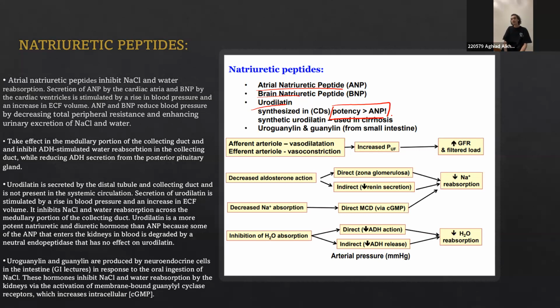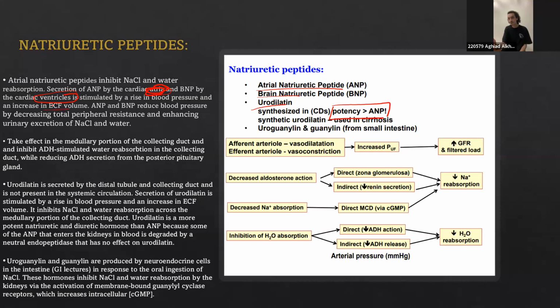So secretion of ANP by the cardiac atria, atrial natriuretic peptide, and then brain natriuretic peptide is released also by the ventricles. It is stimulated by a rise in blood pressure and an increase in extracellular volume. We have too much blood, too much water, right? We don't want that. So what would happen? You can kind of assume now the scenario the natriuretic peptides become most useful in, when there's too much blood volume, too much water.